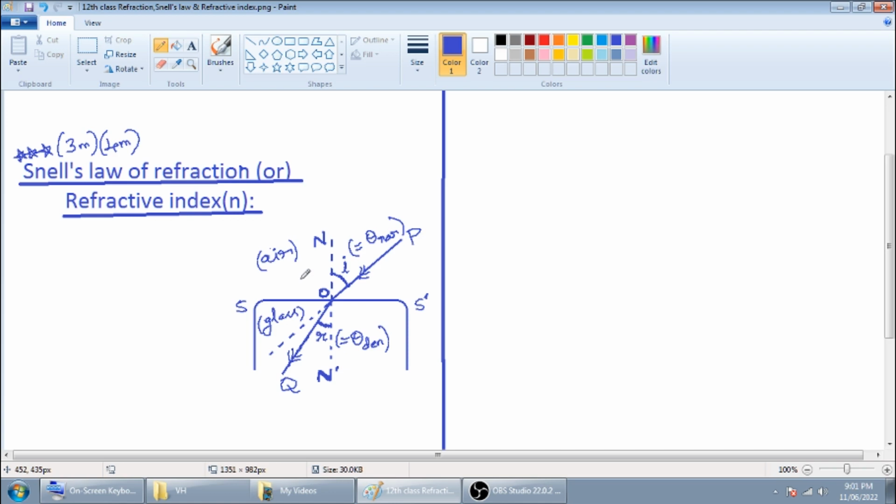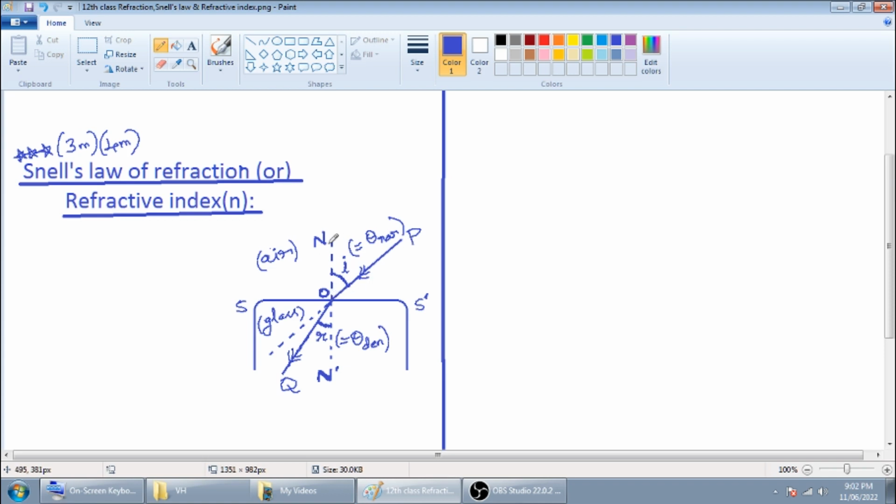Now light is passing from, say, air into glass. PO is the incident light ray, which is incident on the surface SS dash of the glass medium, exactly at the point O. So O is called the point of incidence. PO is called the incident ray because this is the light ray which is incident, that is, falling. Incident means falling. PO is the light ray which is falling on the surface SS dash at the point O. So PO is the incident ray and O is the point of incidence.